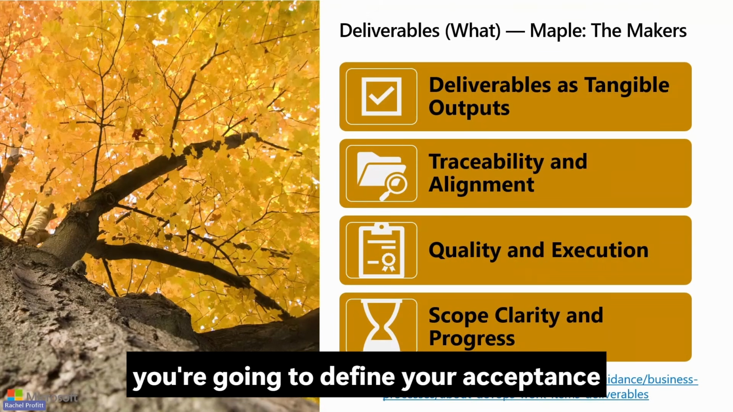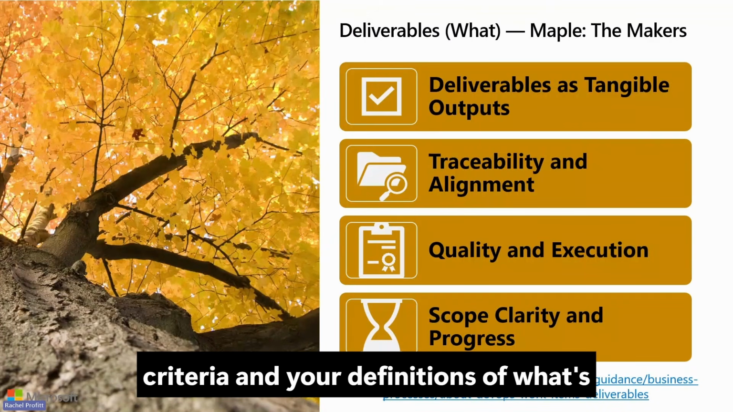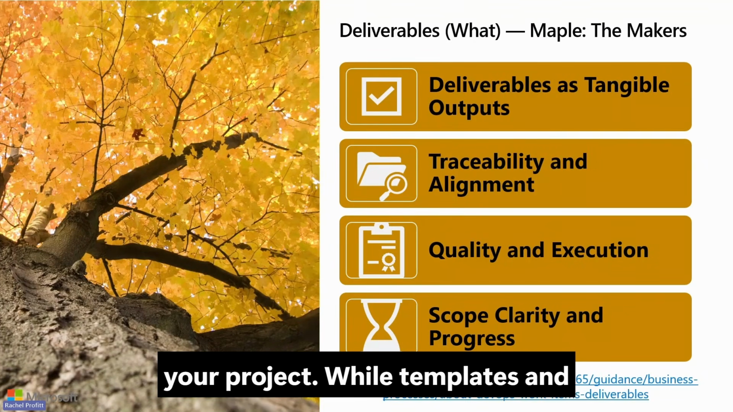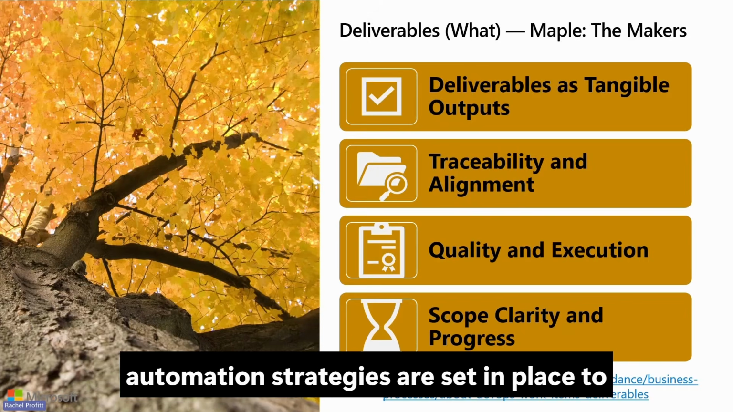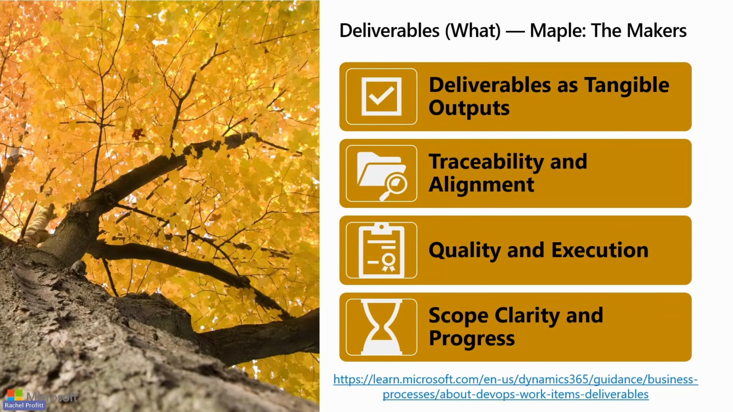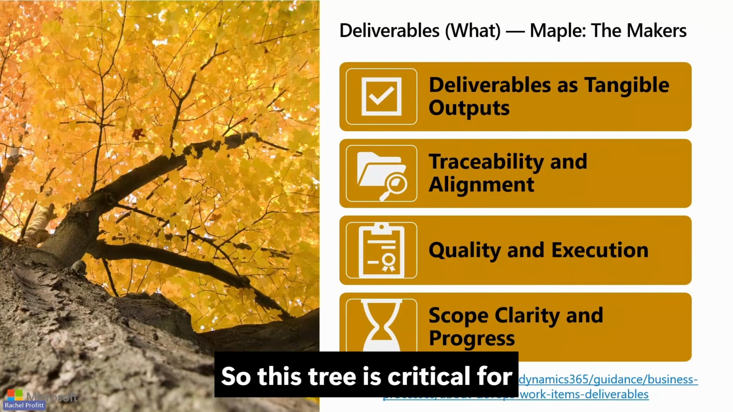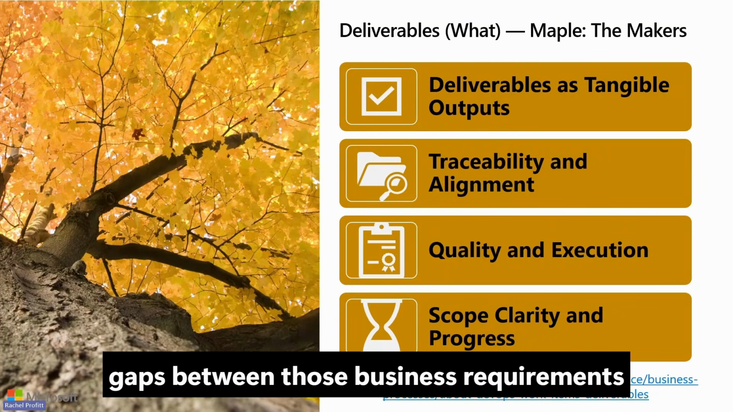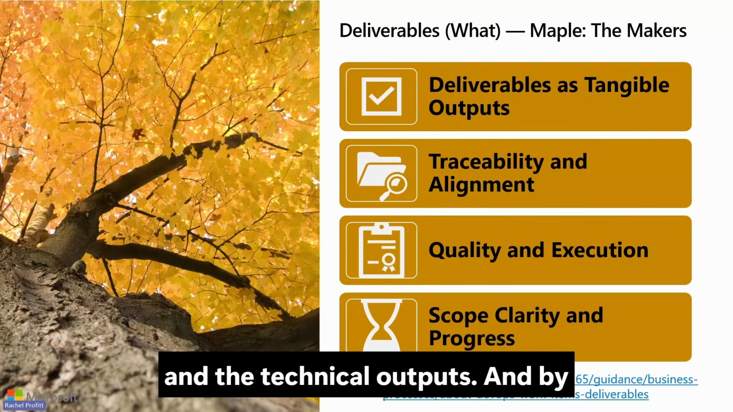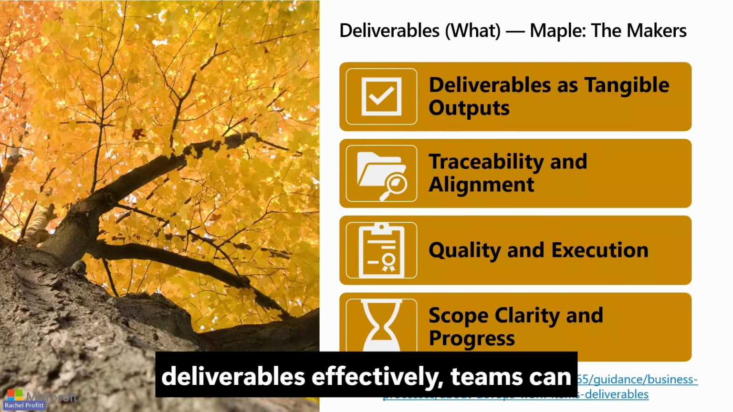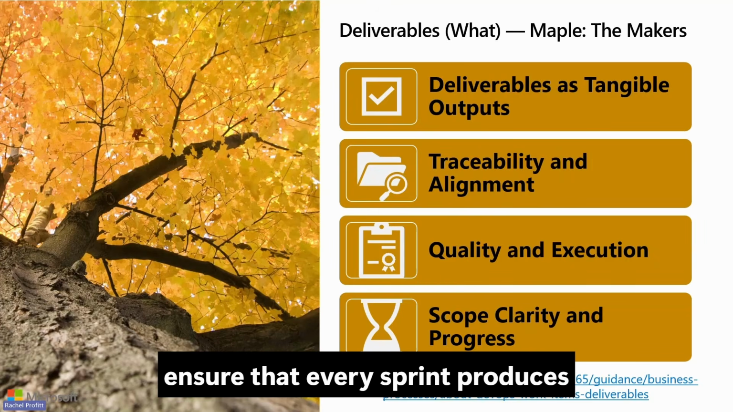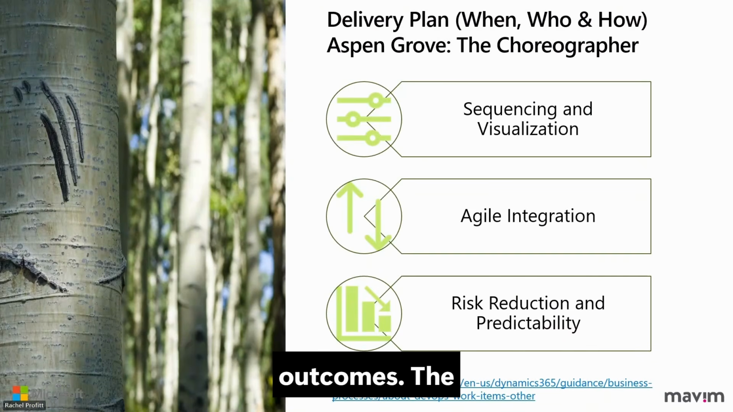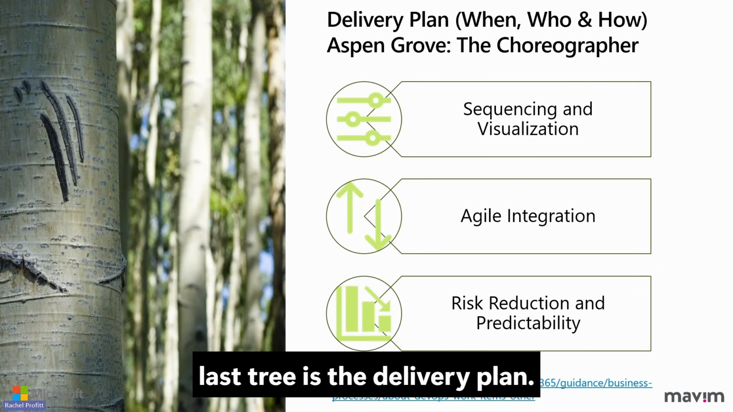This is where you're going to define your acceptance criteria and your definitions of done and provide those quality gates to your project, while templates and automation strategies are set in place to help you accelerate your execution. So this tree is critical for maintaining scope clarity and preventing gaps between those business requirements and the technical outputs. And by visualizing and managing those deliverables effectively, teams can ensure that every sprint produces meaningful progress towards those desired outcomes.